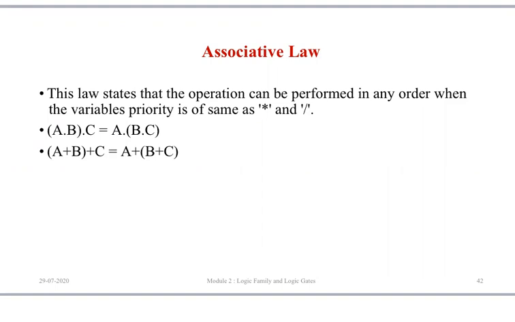If I see the ORing one, A plus B, whatever is the result, I OR it with C. Or what you can do, B plus C you do, and then you OR it with A. So the operation can be performed in any order. Here we are not using the BODMAS kind of thing. So A dot B then into C, or I can do B dot C into A. So this is my associative law. This also was there in our lower class algebra.